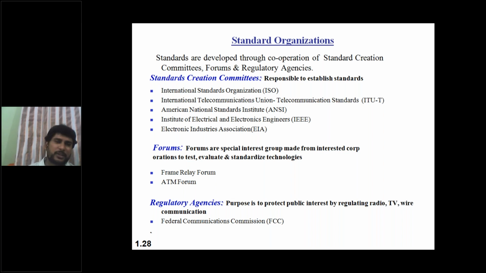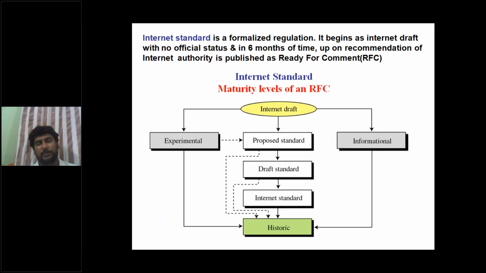In this standard creation committees, we have IEEE, Institute of Electrical and Electronic Engineering, ANSI, American National Standards Institute, we have International Standards Organization, ISO, we have International Telecommunication Union, ITU. At the same time, we have some forums called ATM Forum and Frame Relay Forums. And then we have the regulatory agencies which play a very important role in the issue of licenses called Federal Communication Commission. We'll try to talk about this in next topics.